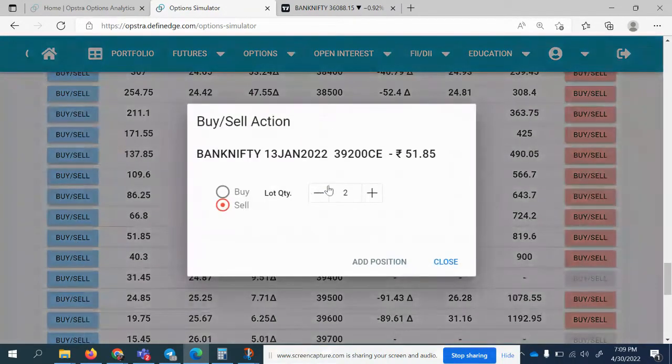See what will happen if I buy 1 of 39,200. See, this is Opstra, friends. I am buying because whenever we sell any positions, we buy it in return. So I'm just trying to simulate a buy. I'm not buying an extra call here. I'm just trying to square off one of the two quantity sold. I'm just trying to buy only one.